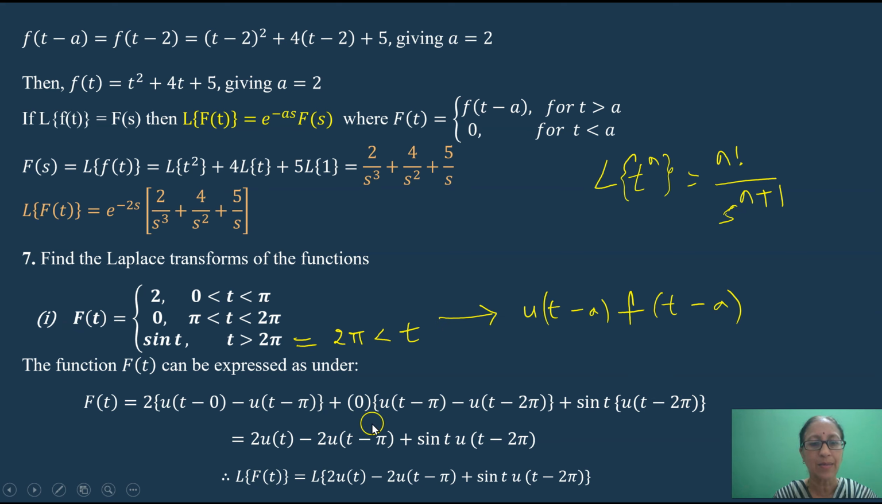Now let us simplify this. Here t minus 0 is t. That's why here you get 2 into u of t minus 2 into u of t minus pi, plus here 0 into this whole thing, that becomes 0. Here plus sin t into u of t minus 2 pi. Now Laplace transform of f of t, capital F of t, equal to Laplace transform of this whole expression. So L of 2 into u of t minus 2 into u of t minus pi plus sin t into u of t minus 2 pi.